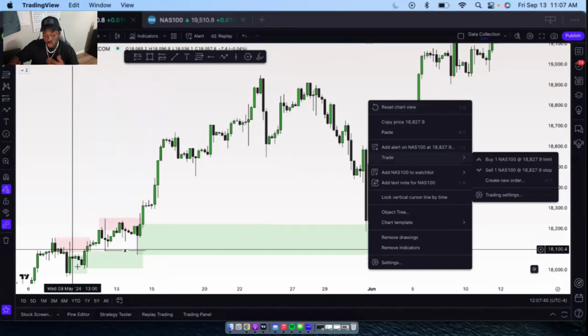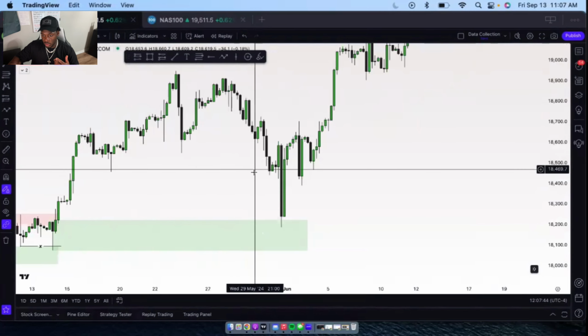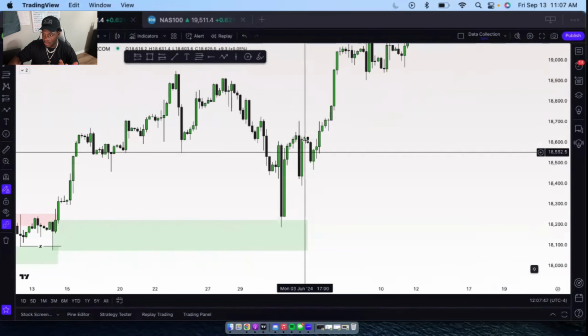My banner behind me says stay patient or get swept. That's because a lot of people want to get in early in these demand and supply zones that they think are gonna move. They don't know they're gonna move. The ones that we know are gonna move are these ones on the chart that sweep liquidity. You know that this one came down, took all this internal liquidity, made a high. We come back to that level and we make a new high.